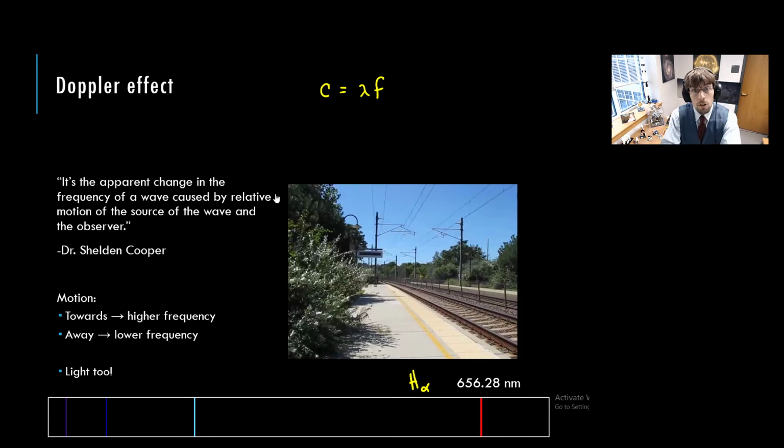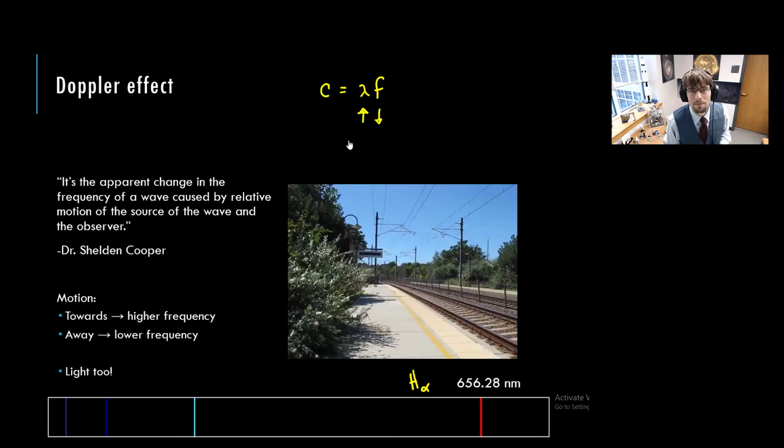So if the object is moving away from you, the frequency of light goes down. What does that mean happens to the wavelength? The wavelength must go up. If the frequency goes down because it's moving away from you, the wavelength must increase.